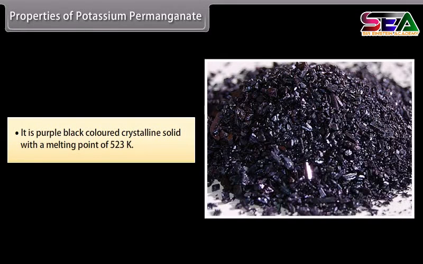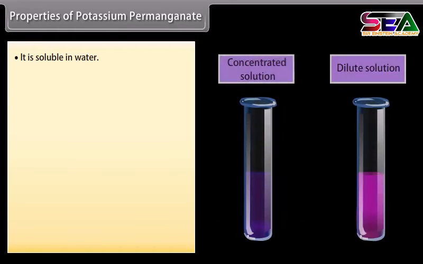Properties of potassium permanganate. Potassium permanganate is purple-black colored crystalline solid with a melting point of 523 Kelvin. It is soluble in water. Its aqueous solution has purple color if concentrated, but if the solution is dilute, it has pink color.